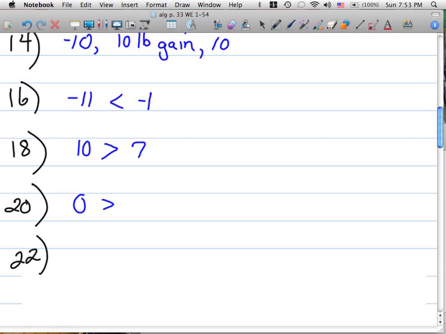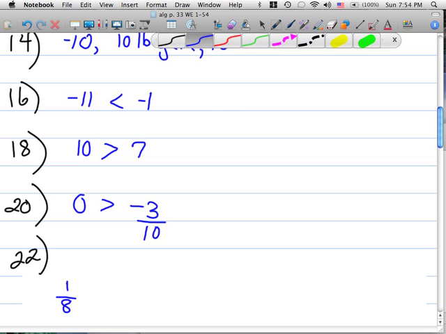20, 0 is greater than negative 3/10. 0, greater than sign, negative 3 over 10. Or you could use 0.3, just use 2 lines for a fraction if you decide to use the fraction. And 22, I'm skipping a line, 1/8 is less than 1/7. 2 lines for the fractions.